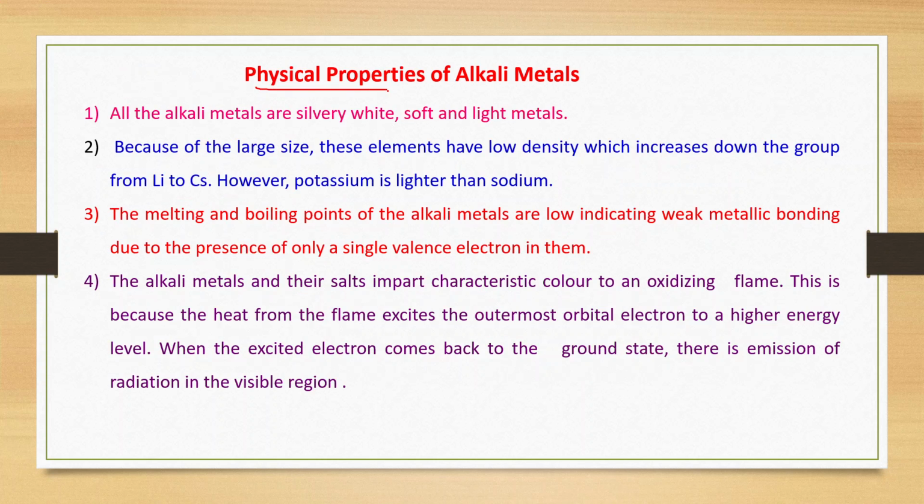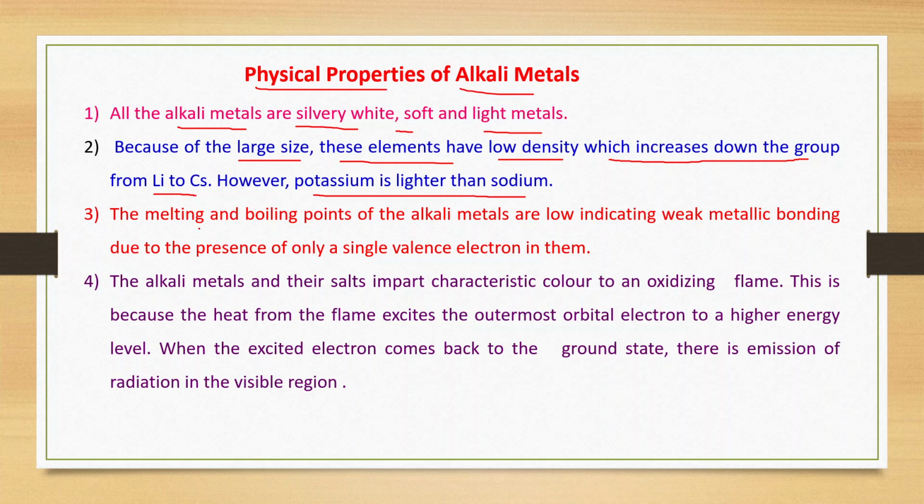Now, physical properties of alkali metals. All the alkali metals are silvery white, soft and light metals. Because of the large size, these elements have low density which increases down the group from lithium to cesium, but there is one exception. Potassium is lighter than sodium. The melting and boiling points of the alkali metals are low, indicating weak metallic bonding due to the presence of only a single valence electron in them.